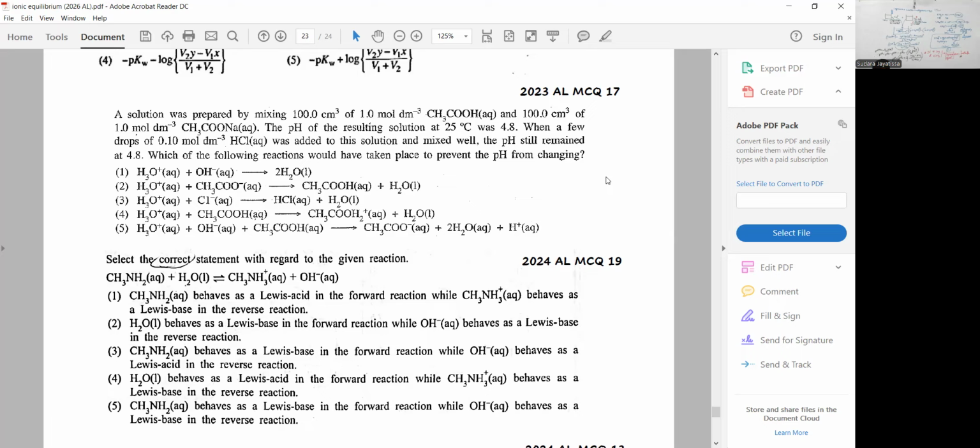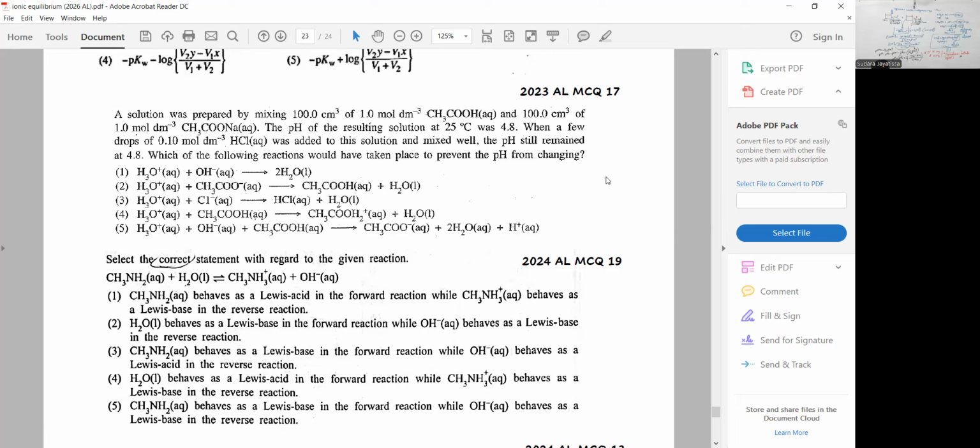Alright. So now what is the correct statement telling that thing? 5. Methylamine behaves as a Lewis base in the forward reaction, while OH minus behaves as a Lewis base in the reverse reaction.